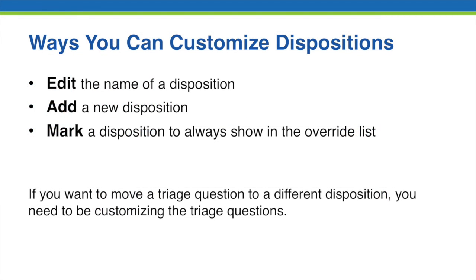So I can edit the text, that name of a disposition. I can select whether a disposition always appears in the override list, and I can add dispositions to use either in the override list or to use within other protocols when I'm customizing them. That's how I can customize dispositions within ClearTriage.